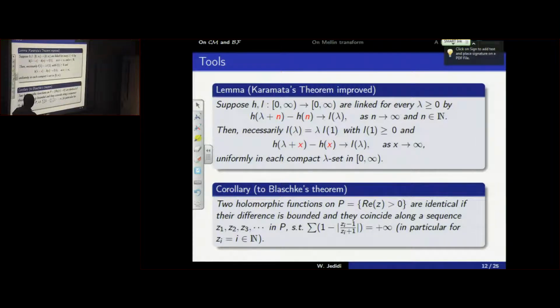Two holomorphic functions defined on the half-plane are identical if and only if they coincide along a sequence of complex numbers in C+ such that this summability condition holds. Okay, this is the first approach.